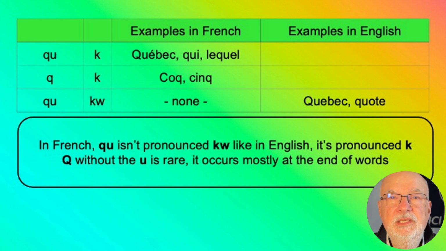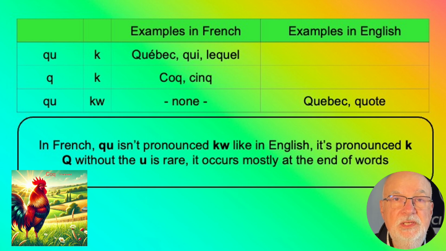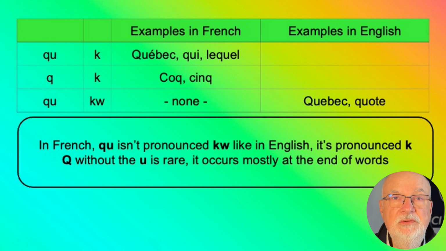Okay, so now let's take a look at letter Q. There are similarities between English and French, because in both languages, Q is usually followed by U. The difference is in the way it is pronounced. In English, you say Quebec, whereas in French, you say Québec. Therefore, the QU in French is pronounced like a K.